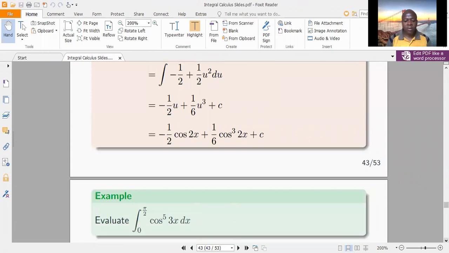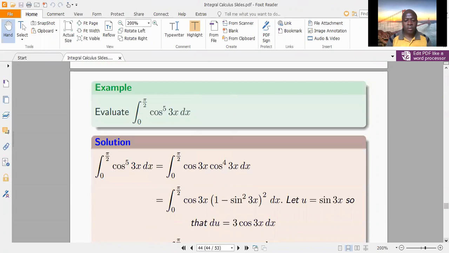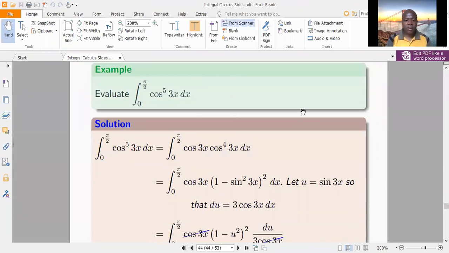Then let's look at this other one also. We just want to see how to do these integrals. The more examples we do, the easier it becomes for us. This is odd, so we strip one. When you strip 1, you would have cos 3x raised to 4, and then cos 3x. We convert this to sine.